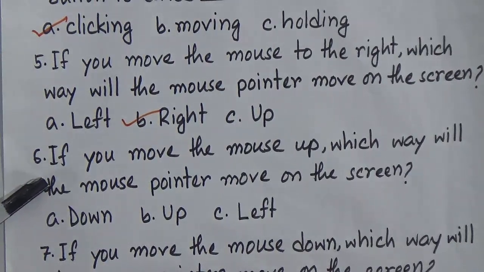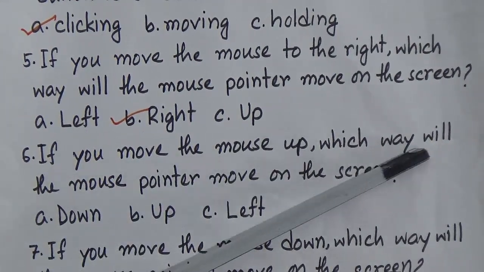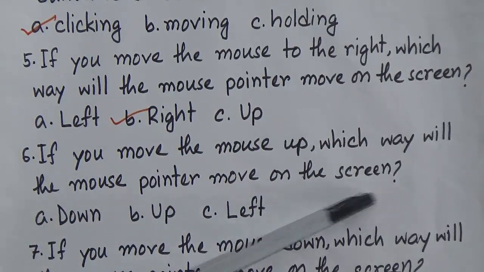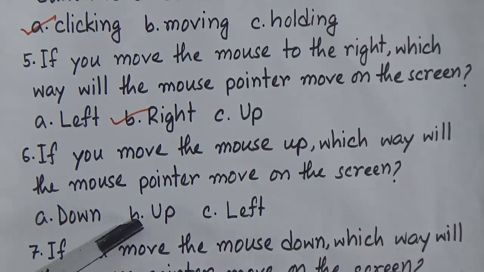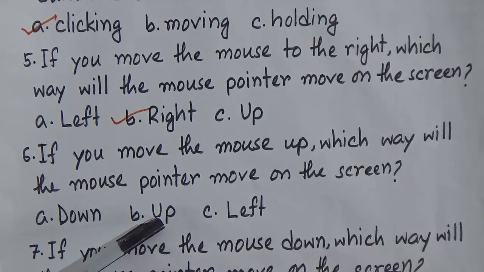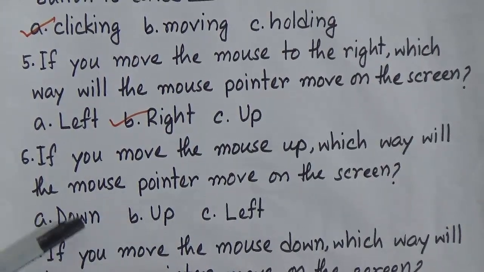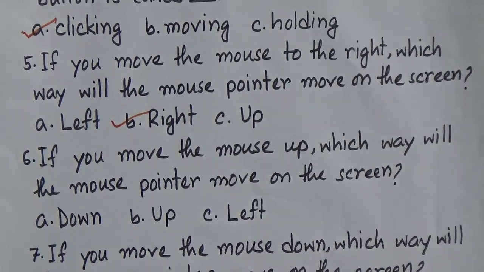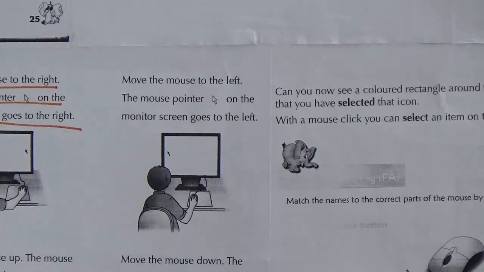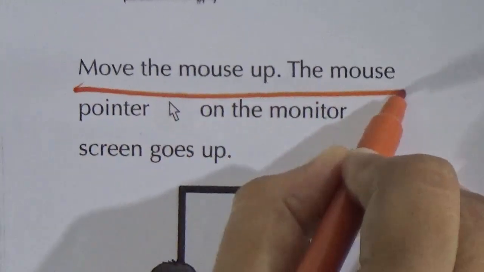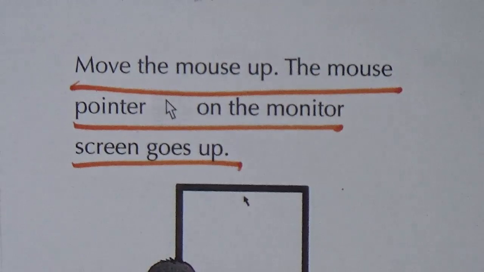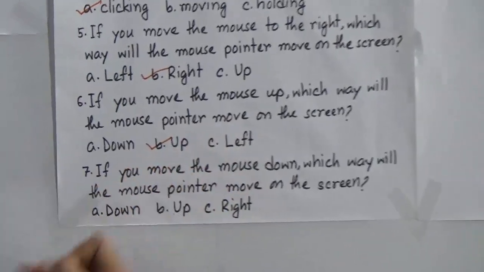Now number 6. If you move the mouse up, which way will the mouse pointer move on the screen? Option A, down, option B, up, option C, left. So which way? I know all of you know the answer. Now look, page number 28. Move the mouse up, the mouse pointer on the monitor screen goes up. So if you move the mouse up, the pointer will go up. So our correct answer is option B, that means up.